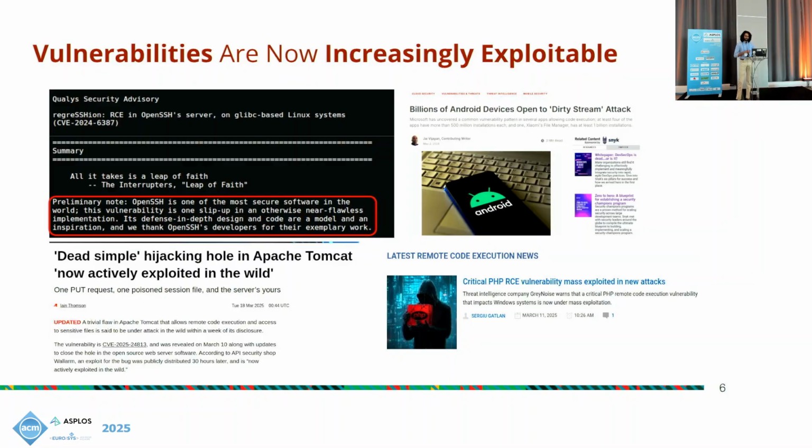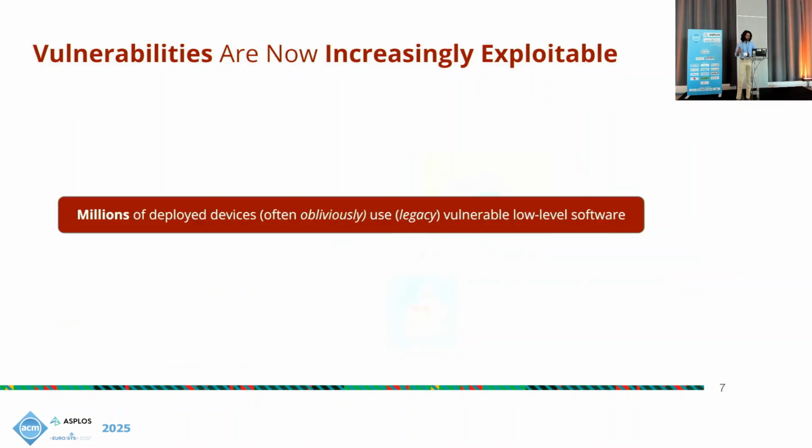And in fact, irrespective of how expert your C programmers are, for example, in OpenSSH, where they claim to have a near flawless implementation, you still have bugs like the regression bug that is exploitable on millions of Linux boxes. And that just is the nature of the language that we're designing with today. And the result of this is that millions of deployed devices actually obliviously end up using vulnerable low-level software. And with these being legacy pieces of software, it's hard for people to actually go in and debug the specific segments that are causing these vulnerabilities to occur.